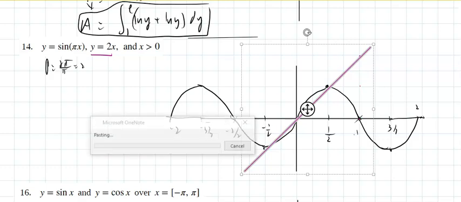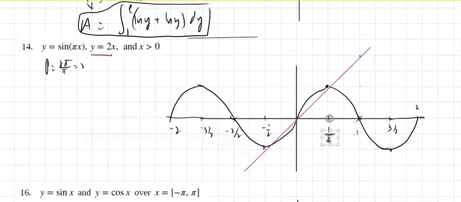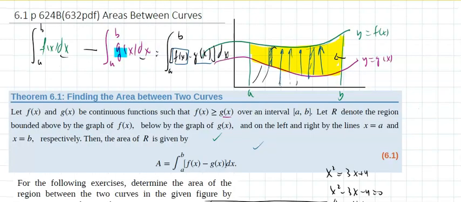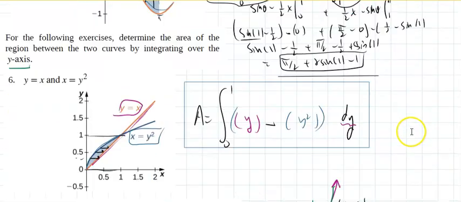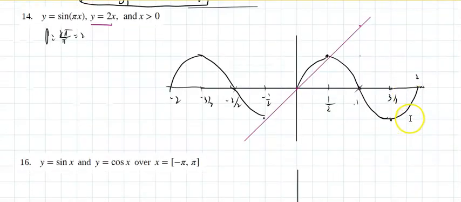Okay, not the best. Let me get that part. There we go. Let's say it's like this. There we go. Better. So we're talking about this region.